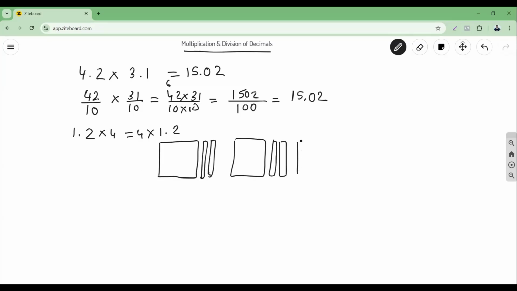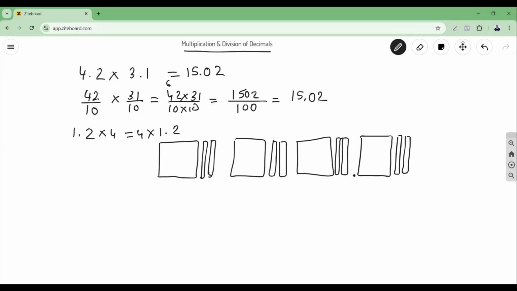Why am I explaining this one? I just don't want you to learn only one method of converting into a fraction and then doing it. That's not the only way you can do a decimal multiplication problem. You have to understand the concept behind it, why it is like that. So that is the reason I am giving you one more way of understanding it.